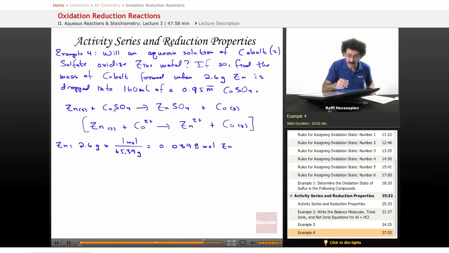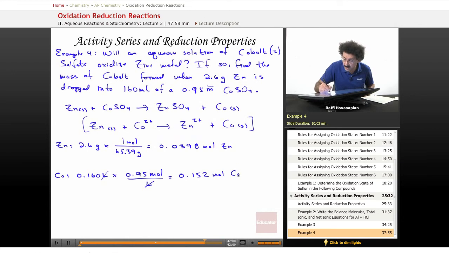Okay, now as far as the cobalt is concerned, I have cobalt sulfate. 1 mole of cobalt sulfate releases 1 mole of cobalt ion. So I have 0.160 liters, which is the 160 milliliters, times 0.95, that's the molarity, moles per liter, so that I can find the number of moles of cobalt and compare the two to see which one runs out first, equals 0.152 mole of cobalt ion. And again, it's moles of cobalt sulfate, but 1 cobalt sulfate releases 1 cobalt ion. That's what these subscripts tell me.